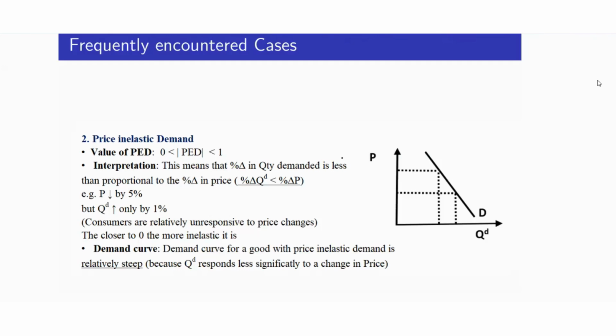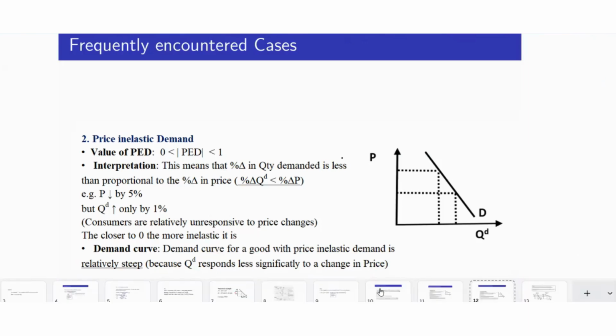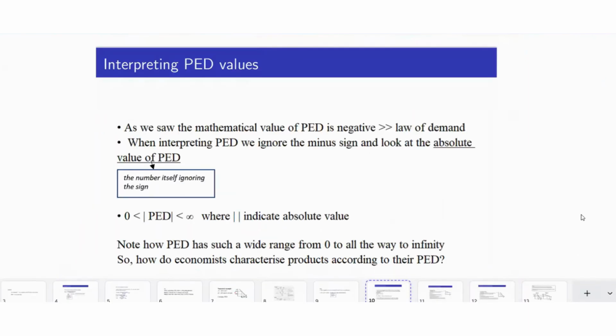We're looking at price elasticity of demand values, where if we go back, we talked about how the minus sign in the price elasticity of demand is just because of the law of demand. When we're interpreting the value, we just ignore the minus sign and look at the absolute value, which is the number itself, ignoring the sign. And here we talked about in absolute terms, it takes values from zero all the way to positive infinity.